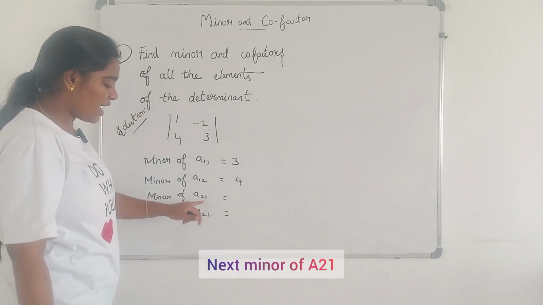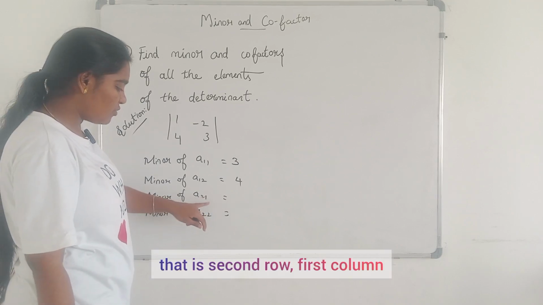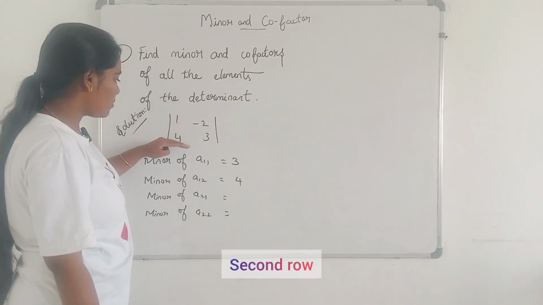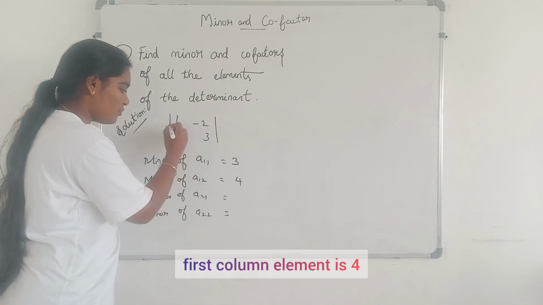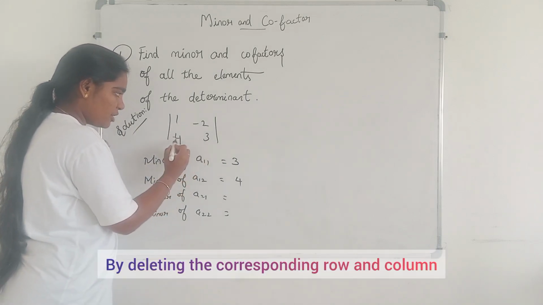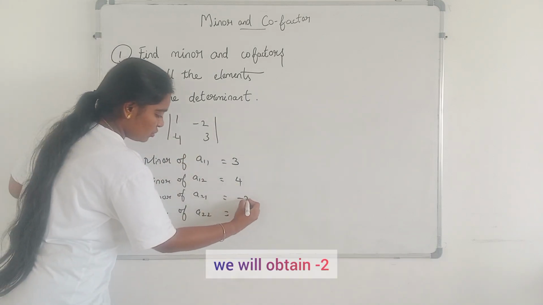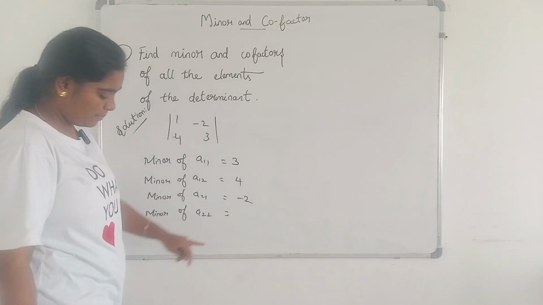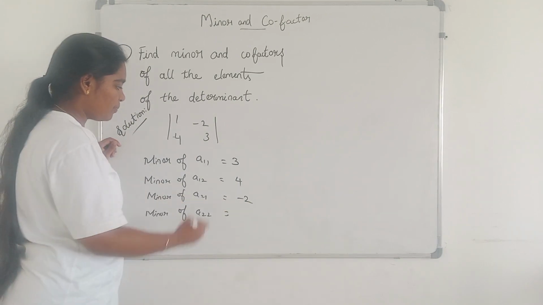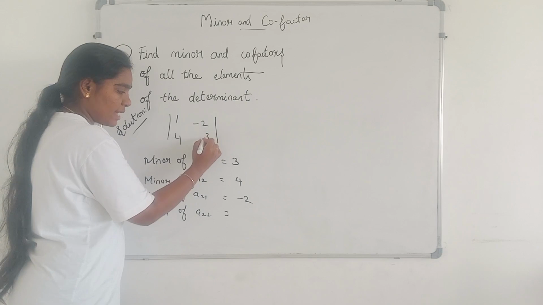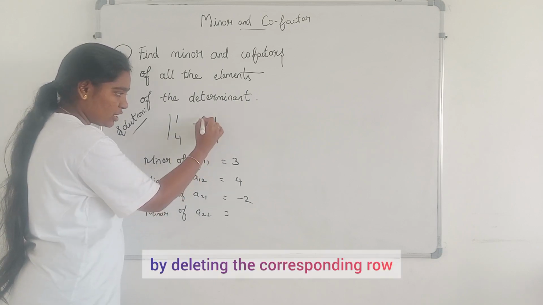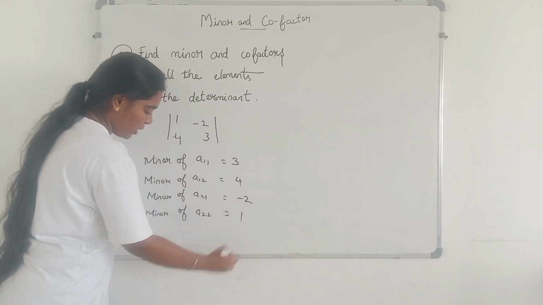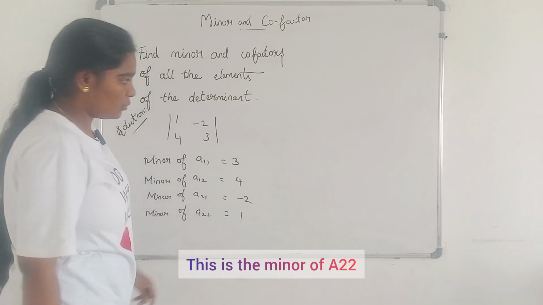Next, minor of A21, that is second row, first column. Second row, first column element is 4. By deleting the corresponding row and column, we will obtain minus 2. This is the minor of A21. Next, minor of A22. Second row, second column 3. So, by deleting the corresponding row and column, we will obtain 1. This is the minor of A22.